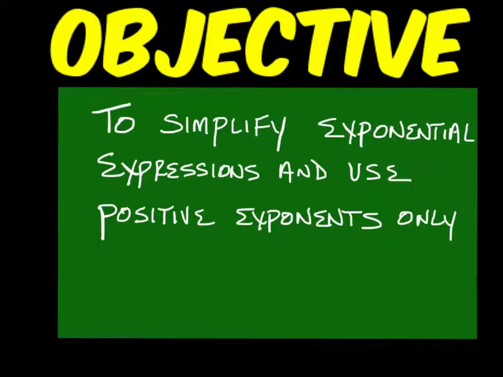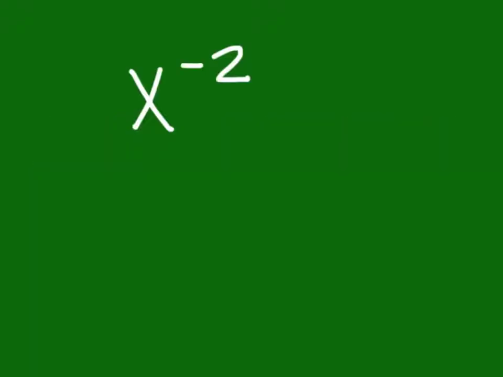Today's objective is to simplify exponential expressions and use positive exponents only. Is x to the negative 2. When we write expressions, we don't ever want to have negative exponents. So to simplify this, we're going to have 1 over x squared, which gets rid of the negative. It's as simple as making sure that there's just a 1 over the positive of the exponent number.